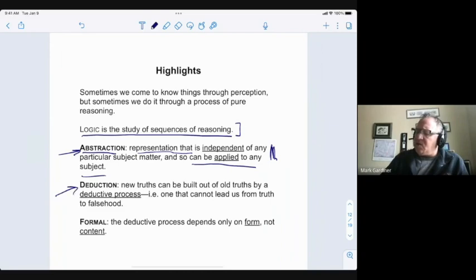Secondly, the process of sequencing of reasoning is a deductive process. And we'll be talking a good deal about what deduction is and how it differs from other forms of reasoning later on in other courses. But the idea of a deductive process is that new truths can be built out of old truths by a particularly rigorous and reliable method. Quite simply, when it succeeds, it's impossible to go from truth to falsehood if our system is purely deductive.